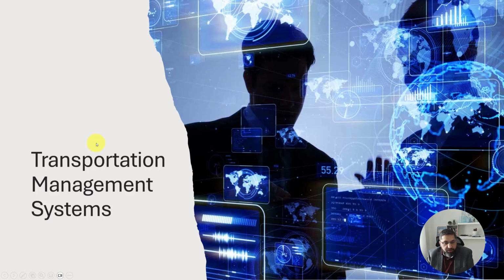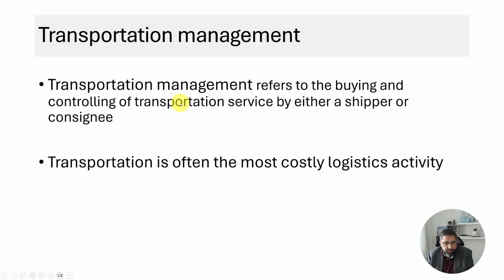Okay, so let's move to the last small portion of this lecture, which is talking about transportation management systems and a few key things that we have to handle in transportation. Transportation management refers to the buying and controlling of transportation services by either a shipper or a consignee. Transportation is often the most costly logistics service.